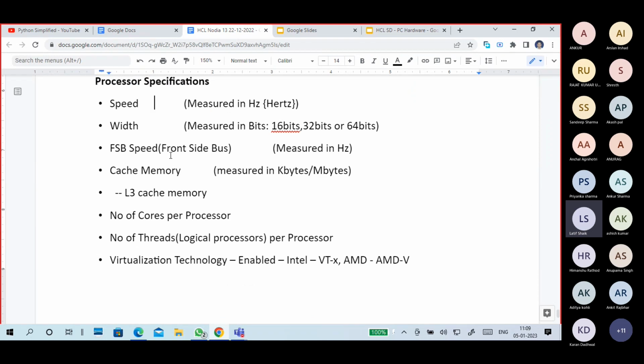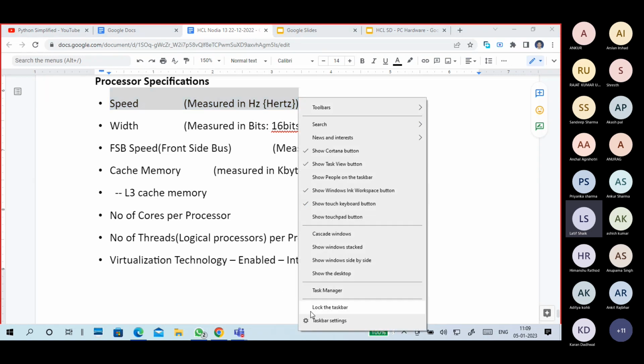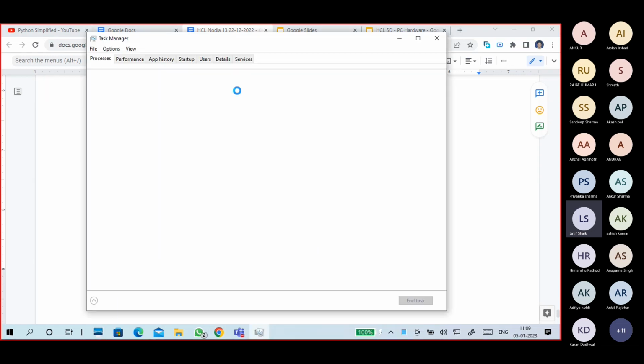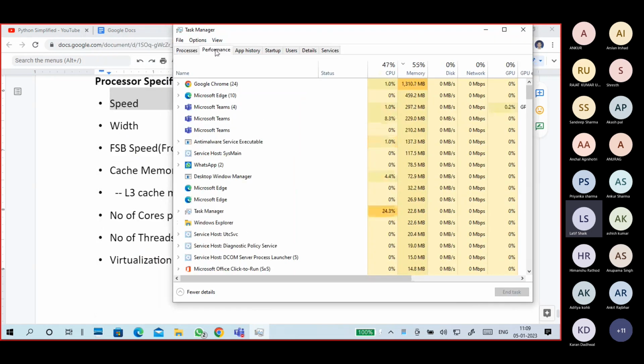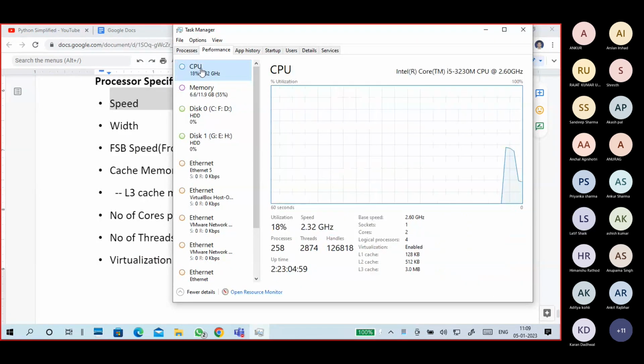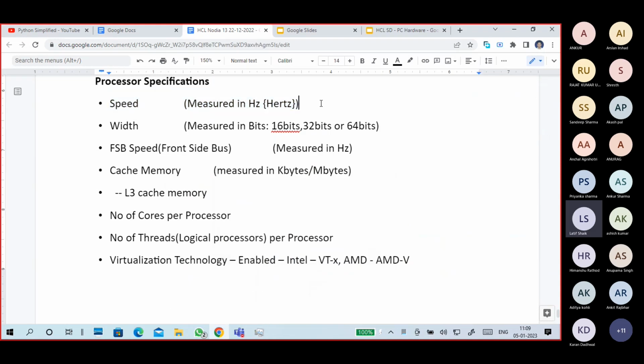First of all, check the speed of the processor. We already saw system specifications, right? Processor specifications. We already saw what the CPU is, in the first class. So this 2.6 gigahertz is my clock speed. Make sure that you know your processor clock speed.